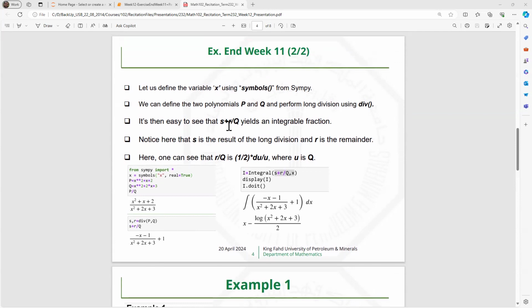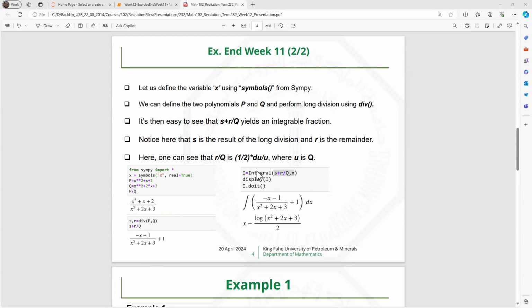It's then easy to see that s plus r over q yields an integrable fraction. Notice here that s is the result of a long division and r is the remainder. We can see also that in this example, r over q is of the form half of du over u, once u is correctly defined. Of course, we'll define u as x squared plus 2x plus 3, which means its derivative, du, is going to be 2x plus 2.